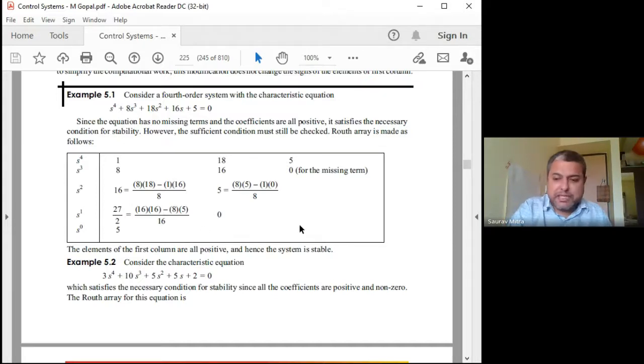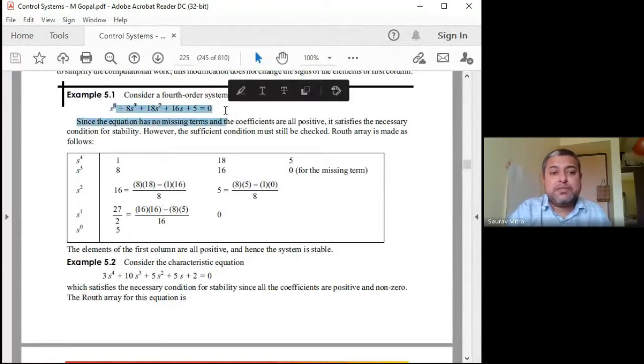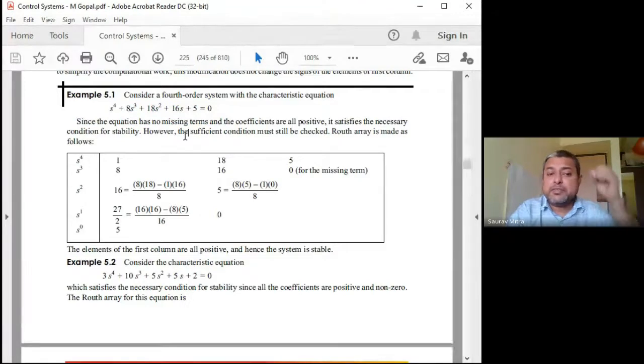Now this table is constructed. How do we find out whether the system is stable? Which system? The system whose transfer function is given by s to the 4, 8s cube, 18s square, 16s plus 5. From there you first divide into an even polynomial and an odd polynomial. So the first line is 1, 18 and 5. The second line is 8 and 16. Below 5 you can put 0. From there you can find the other entries. So this is 16, 5, 27 by 2 and 5. These are the four things you have to calculate: 16, 5, 27 by 2 and 5.